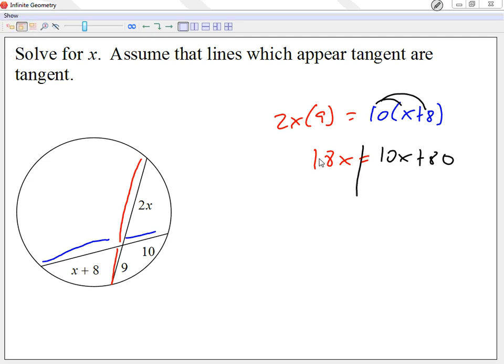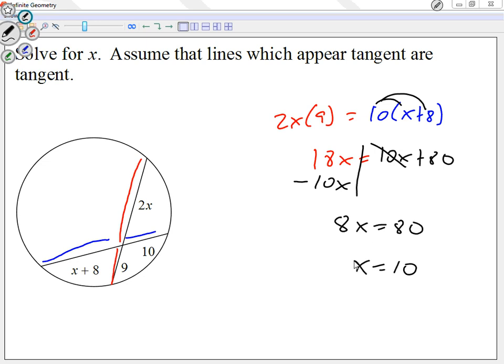I see x's on both sides. I'm going to get rid of the 10x with a minus 10x. So I have that 8x equals 80. So we can agree that x must be equal to 10. So I'm doing the same thing, multiply the two numbers that make a chord, but the only difference is that you're going to have x's in more than one part.